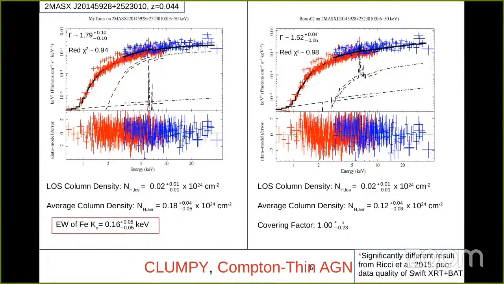Very interesting to note that this source was marked as a CT-AGN in Ricci et al. 2015. The reason why our result is significantly different from that paper is because they used Swift-XRT and BAT data. Due to poor photon statistics, it overestimated the power law and photon index, giving different results from us.